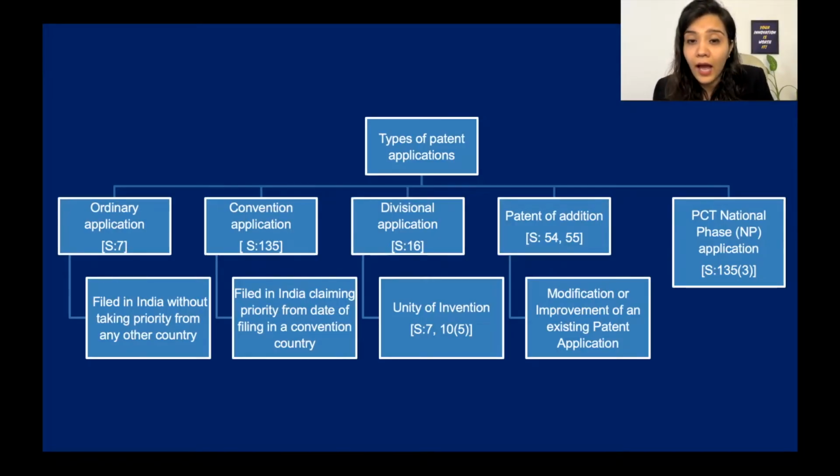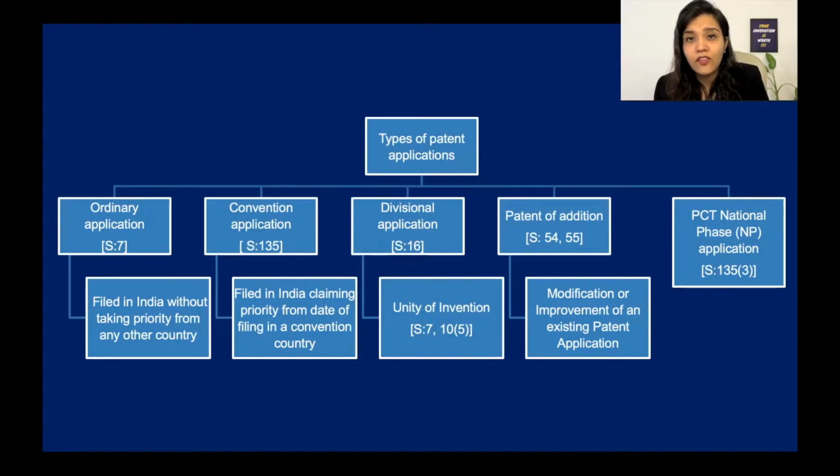And where in the Act is the requirement of unity of invention mentioned? It is mentioned in section 7 and section 10(5). So these are two sections where the requirement of unity of invention is present, and the wording used is generally, which I think I'll open the Act and show you, that a patent application relates to one invention or a single inventive concept. So these are two places where the unity requirement is mentioned. And because of that, we have divisional applications, and divisional applications are explained in section 16.